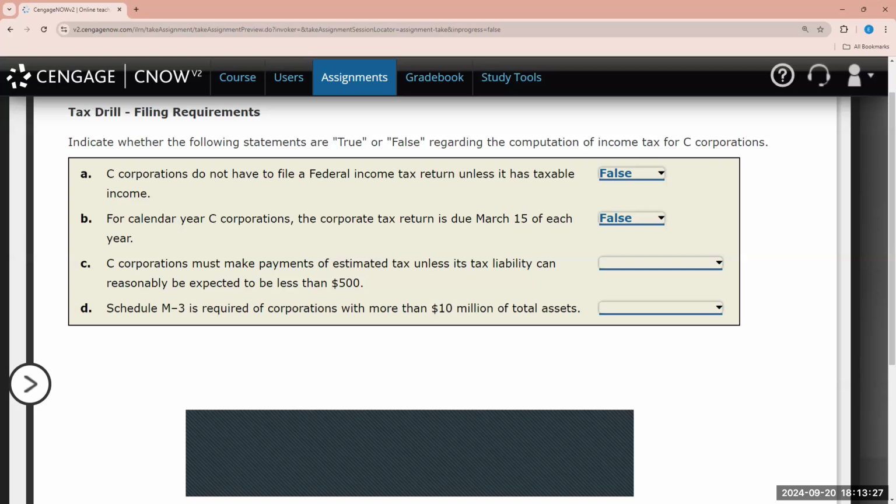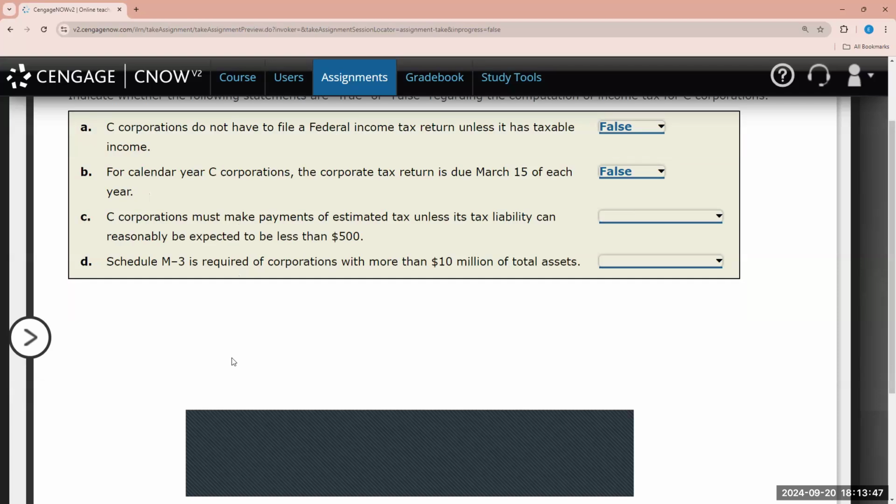If there's a failure to make the required estimated tax payments, then a non-deductible penalty is imposed on a corporation. So as it relates to these estimated tax payments, it's fairly similar to the penalty assessment for an individual. Lastly, Schedule M-3 is required of corporations with more than $10 million of total assets.